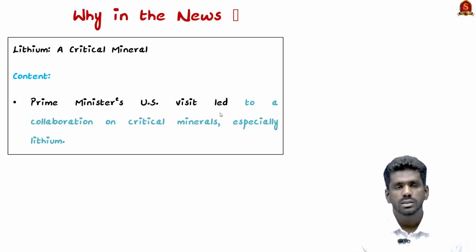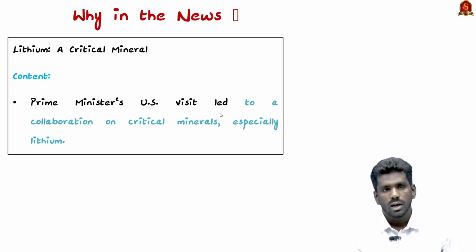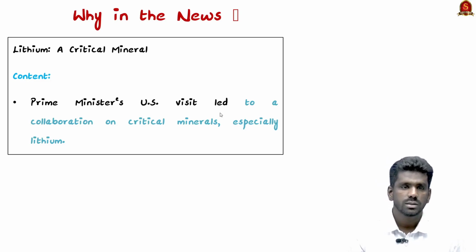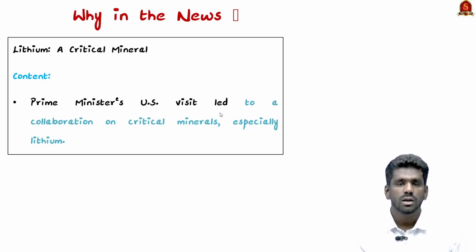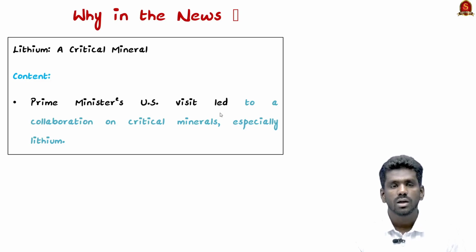Now we are going to discuss lithium metal. Lithium is a soft, silvery white alkali metal. This is recently seen in the news because of the Prime Minister's visit to the United States. During the visit, a collaborative initiative was launched with a focus on recovering critical minerals, particularly lithium. So in this discussion, we are going to explore why this element is important and what its important features are.